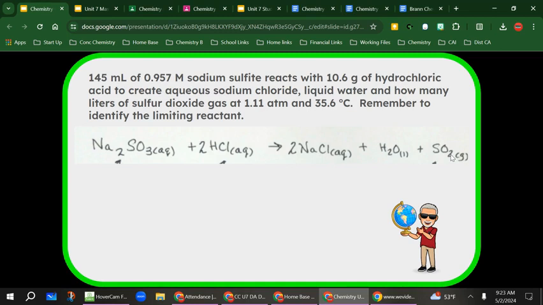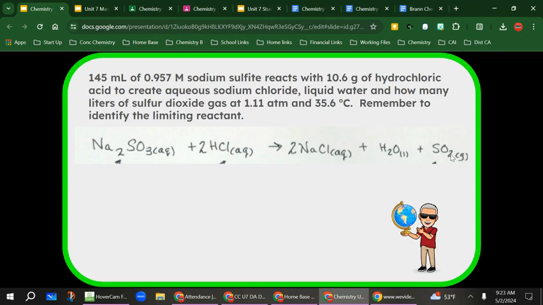You can only use PV equals nRT on something that is a gas. You can't use it on something that is aqueous, and you cannot use it on something that is a liquid. So you are going to use PV equals nRT in this problem, but at the end.